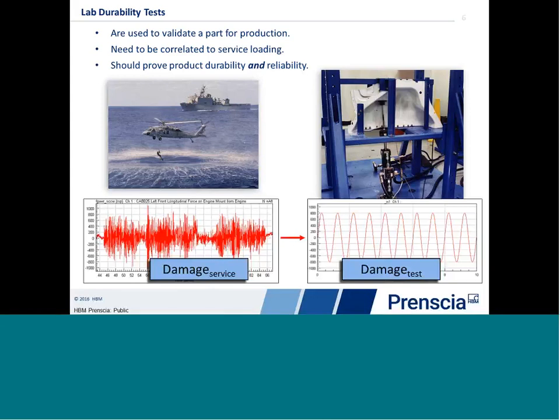The challenge is, as we'll see later when we look at the probabilistic side of things, that's not realistic. We have variability not just in loading in the customer's hands, but also in manufacture, and also in material strength, and so on. So ultimately, we need to tie together durability and reliability.